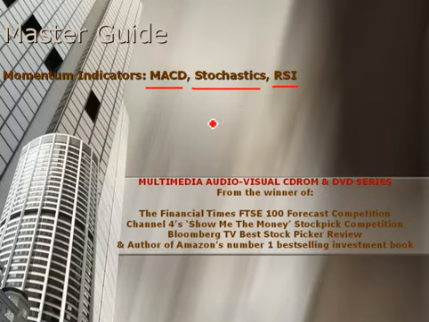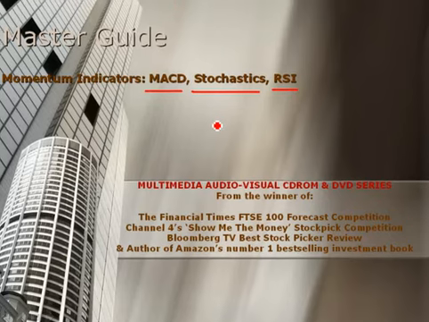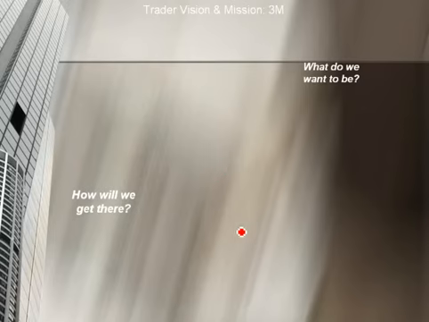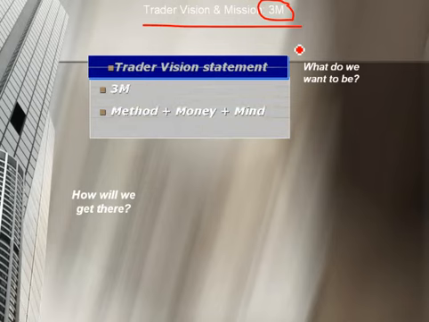Okay, so let's kick off. Now what I do with all the CDs, first of all, explain to people what it is that is our ultimate trader vision and mission here, and it always comes down to the three M's. And those are method, money, and mind. Essentially, where do we want to be? What do we want to be? We've got to have, as traders, a vision statement.